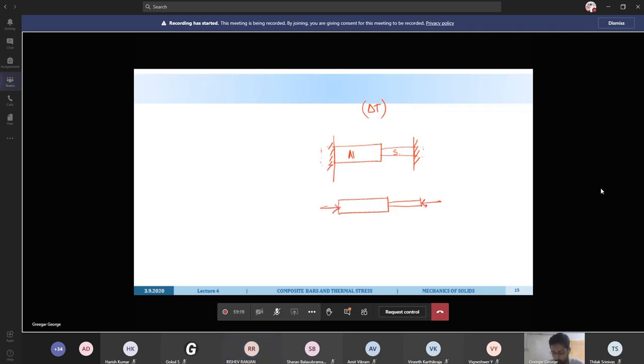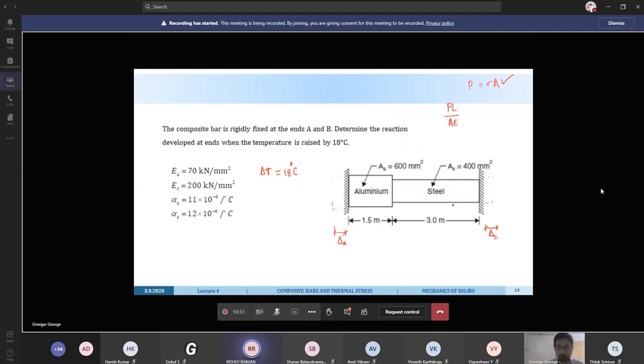What can you say about this reaction? This reaction will be equal. Right. Now, tell me, you can think about this case. You can start with some equations.